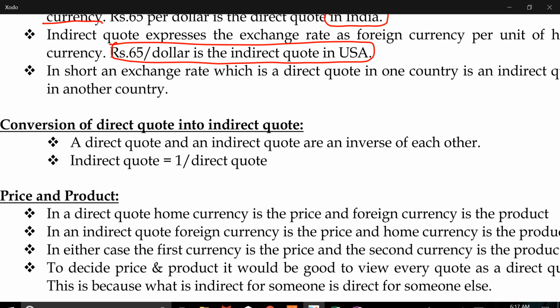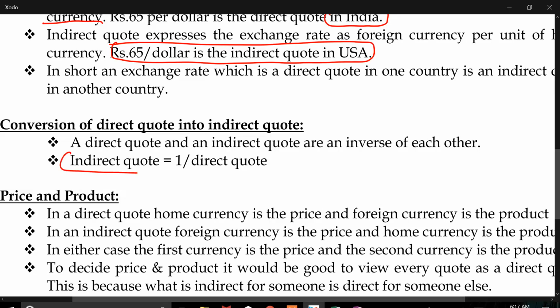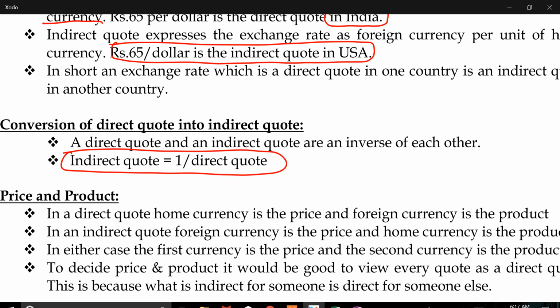A direct quote and an indirect quote are inverses of each other. So an indirect quote is equal to 1 by the direct quote. Whenever you want to convert an indirect quote into a direct quote, you just need to take the inverse of it. Indirect quote is equal to 1 divided by direct quote. Clear? Any doubts on this? Anybody has any doubts on this?